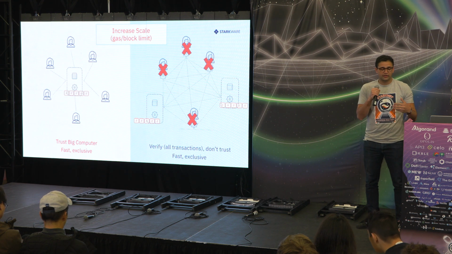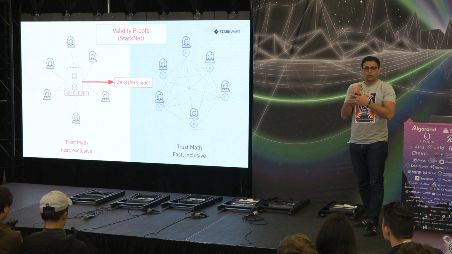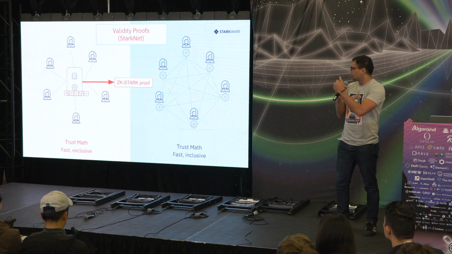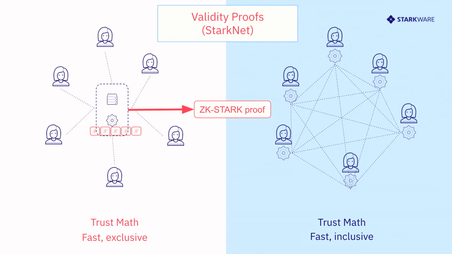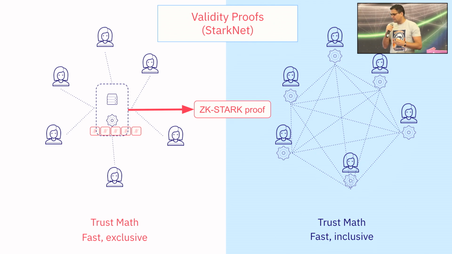So we want to scale Ethereum. And this is where Starkware comes in. This is where validity proofs come in, and where SNARKs and STARKs come in. So what are those systems? What Starkware brings to the table is a solution called ZKP, also known as STARK proofs. Let me explain how it works and what it brings in terms of scaling.